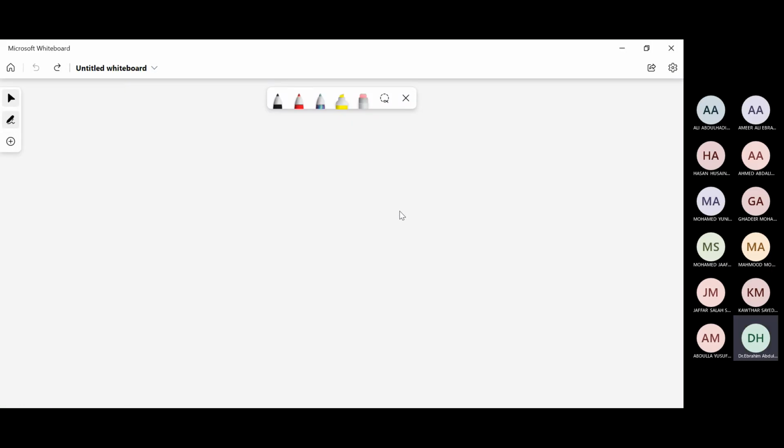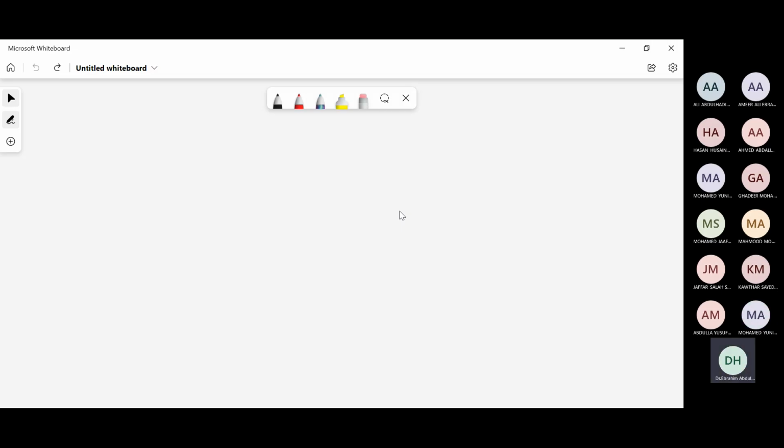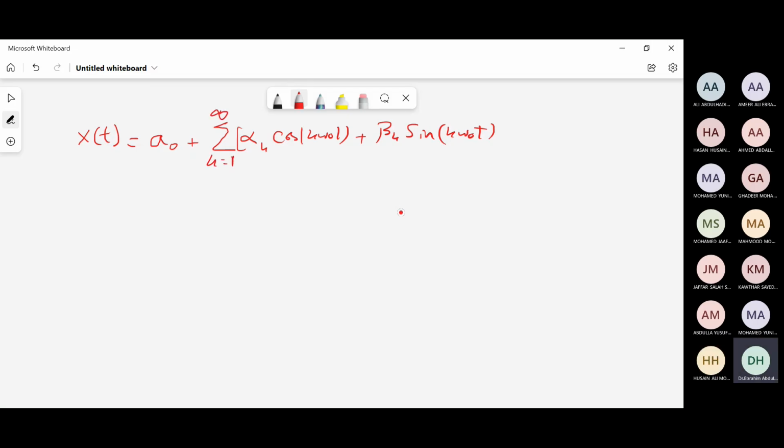Okay, Fourier series. We reach this one. Any periodic signal x of t, I can write it as a DC component plus the summation of alpha k cosine k omega naught t plus beta k sine k omega naught t, for k from 1 to infinity.